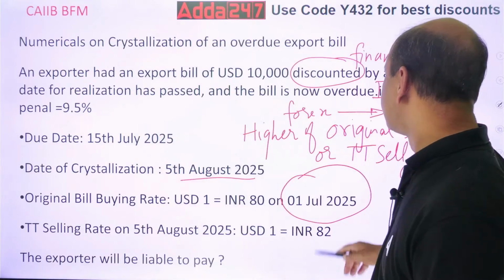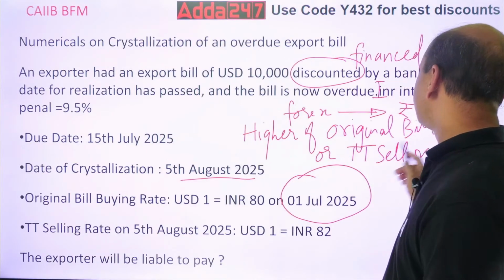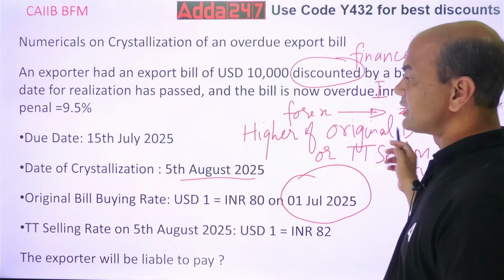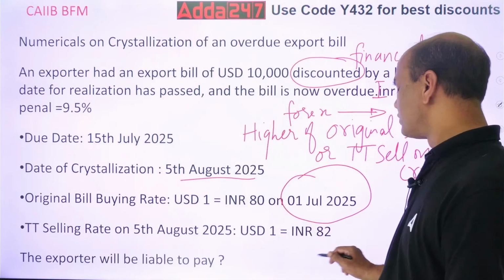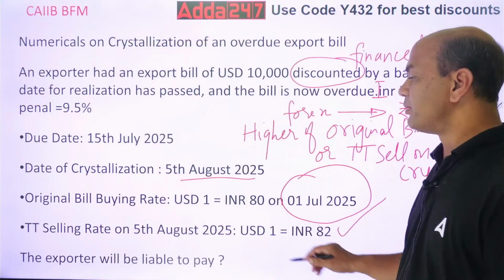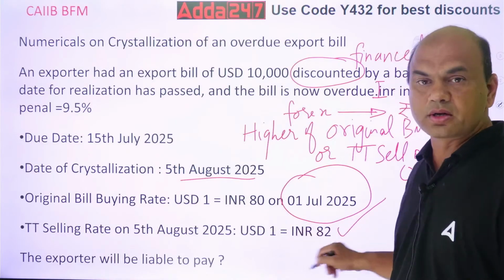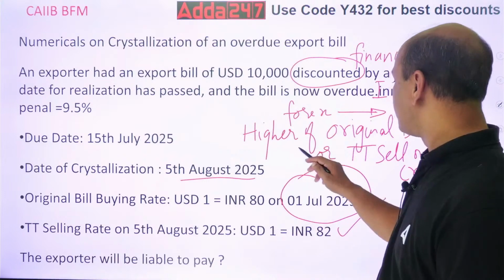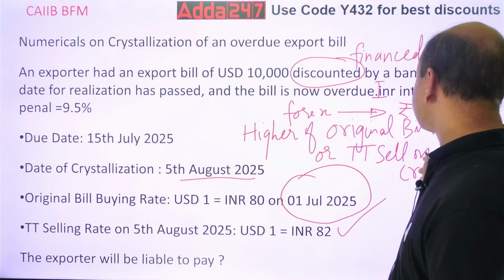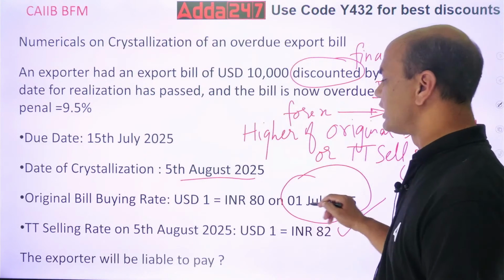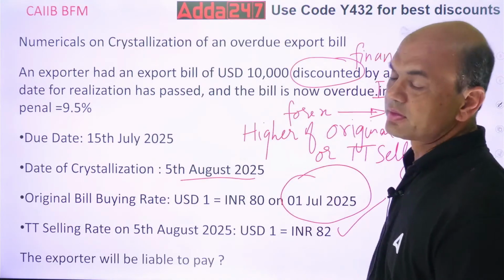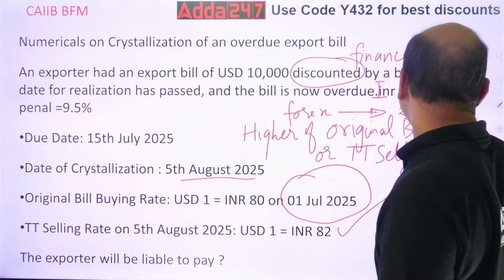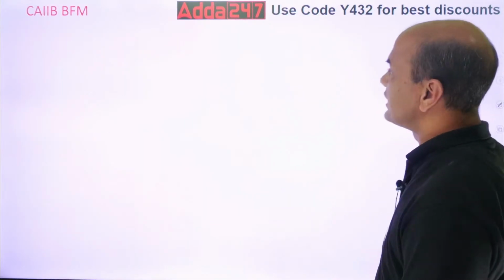Next, take the higher of original bill buying or TT selling, whichever is higher. Now check which is higher, 80 or 82. So 82 is higher, and I'll be using the rate of 82 over here. Now what is the rate? Rate is done. What about the days?